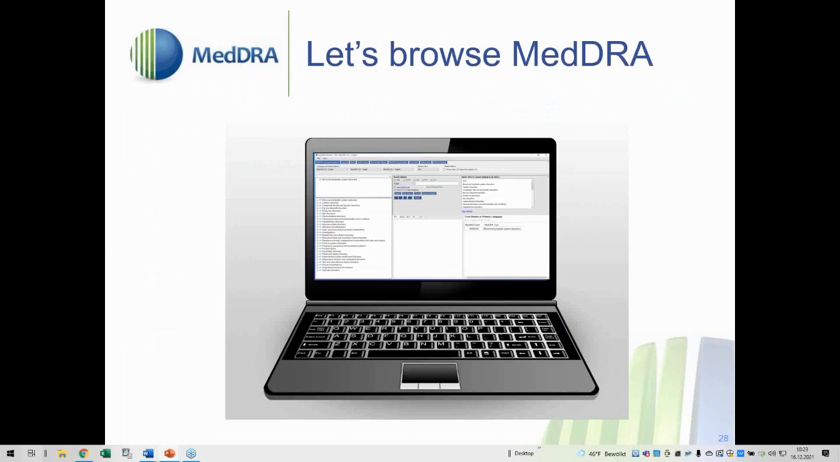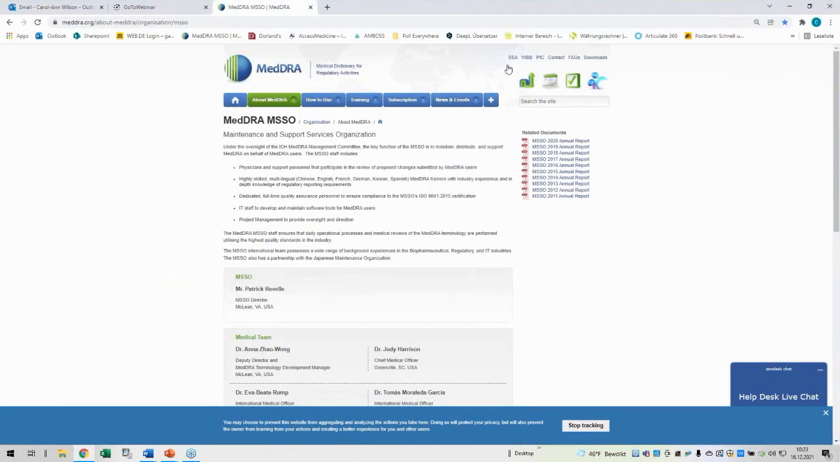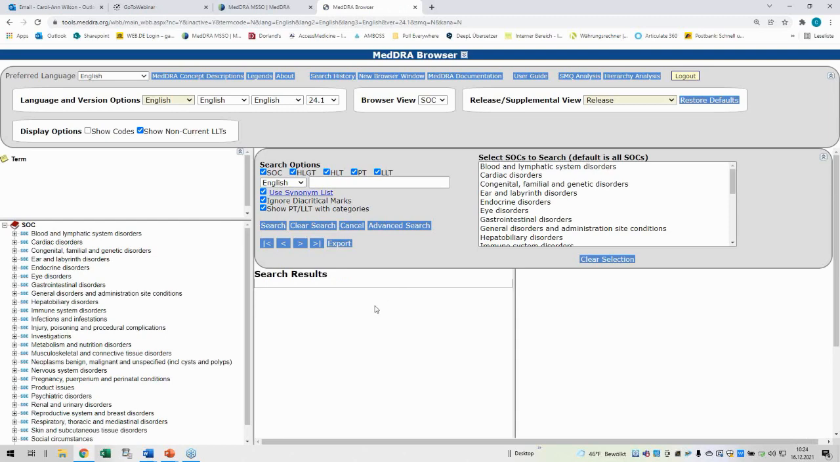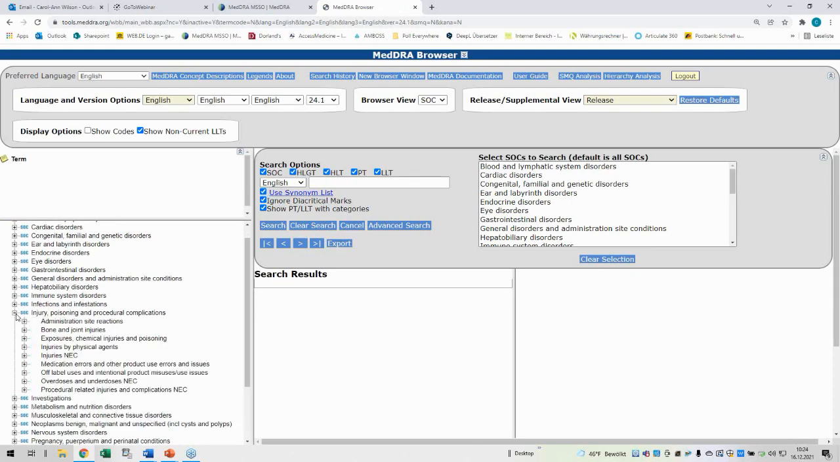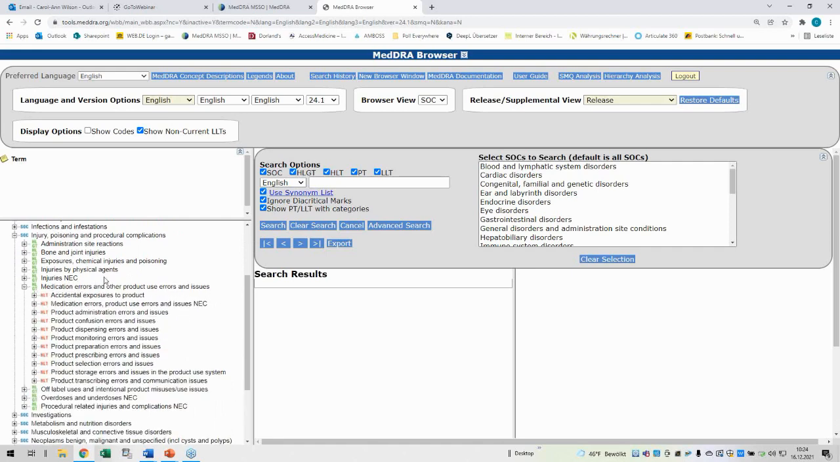Now let me switch my screens and also access the browser here, as you did. Here it is. Here's my MedDRA ID and my password, and here we are. So let me first explain and show you the hierarchy in the SOC injury, poisoning, and procedural complications, where you find the relevant terms. In this system organ class, you find an HLGT that is called medication errors and other product use errors and issues. Here it is.